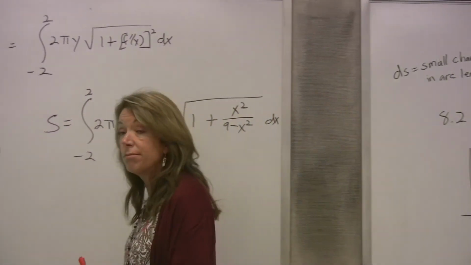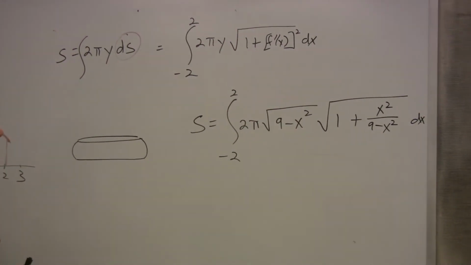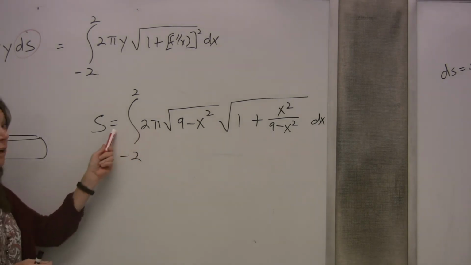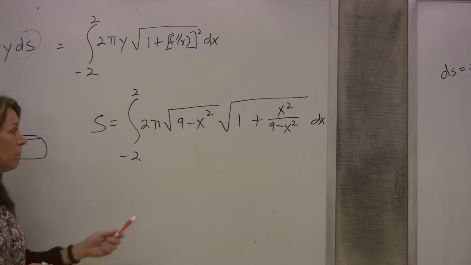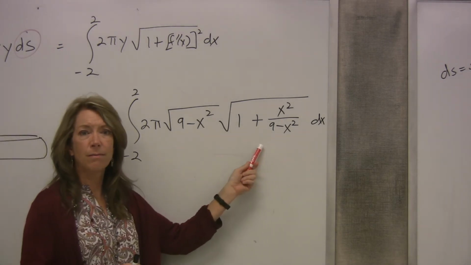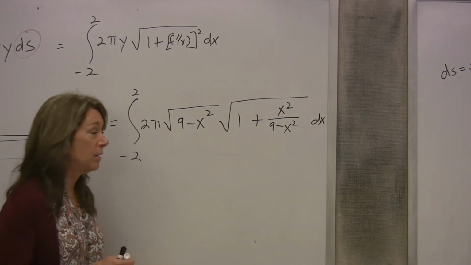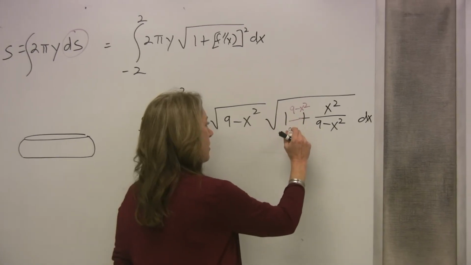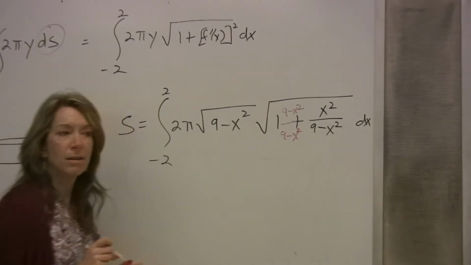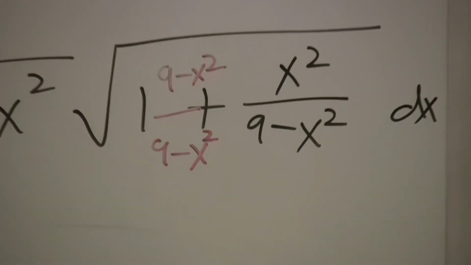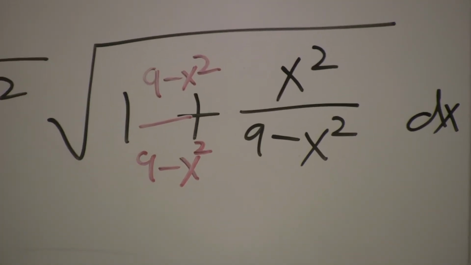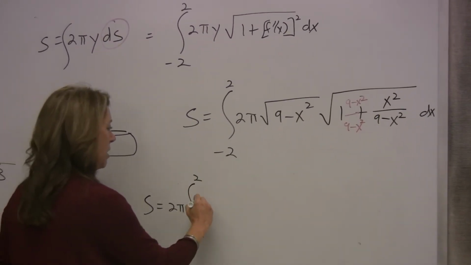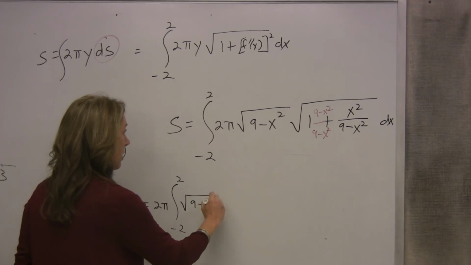What should I do? Clean it up, if anything. I can move the 2 pi out front. What about in here? How do I add these? I need to get a common denominator. We can do that. I know you don't want to, but it's okay, we can do it. 9 minus x squared over 9 minus x squared. Squeeze them in there so I can combine those. I'll take your 2 pi out front also at the same time. So negative 2 to 2, I have the square root of 9 minus x squared.